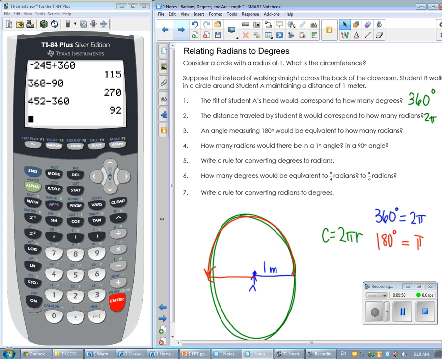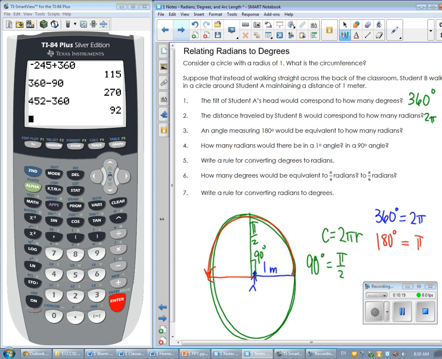So for example, a 90-degree angle. If I look at a 90-degree angle here, I know that this is 90 degrees. If I want to relate it to radians, well, I know if half of the circle is pi, then half of that is going to be pi over 2. So it turns out that a 90-degree angle is going to be equivalent to pi over 2.